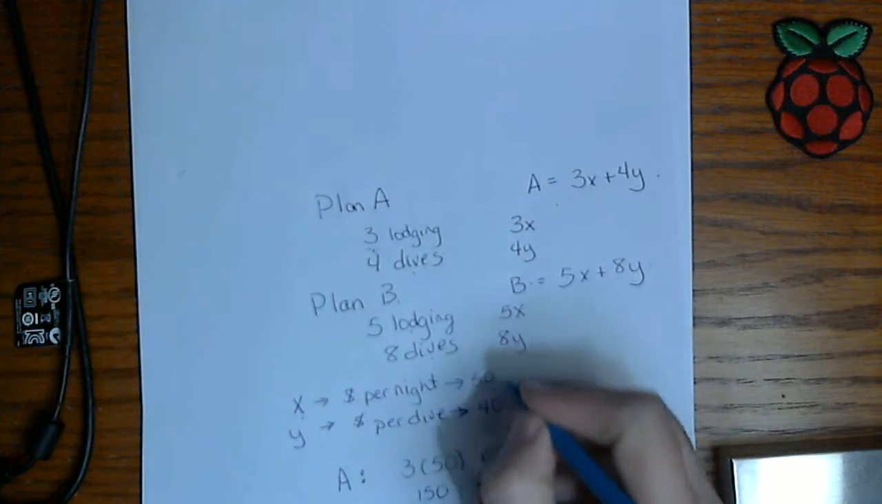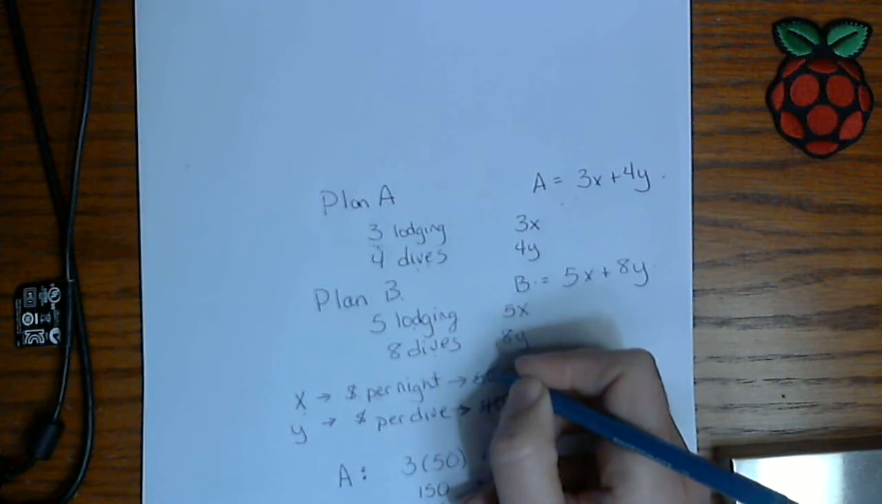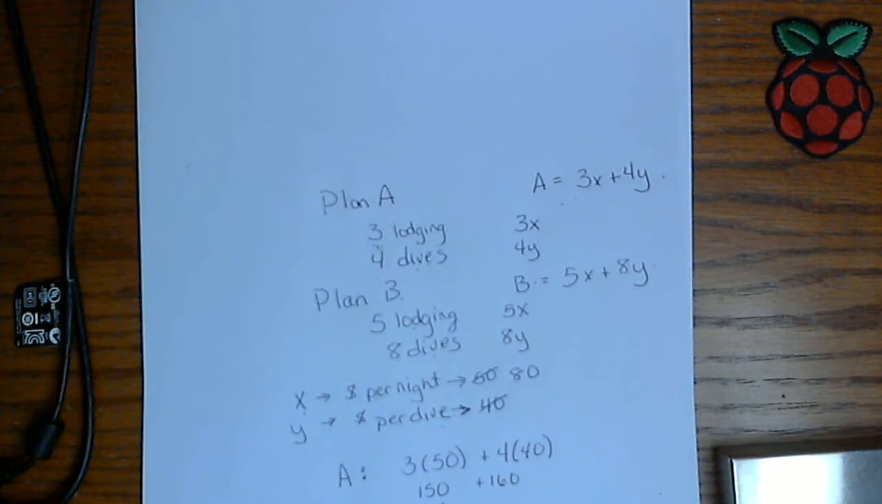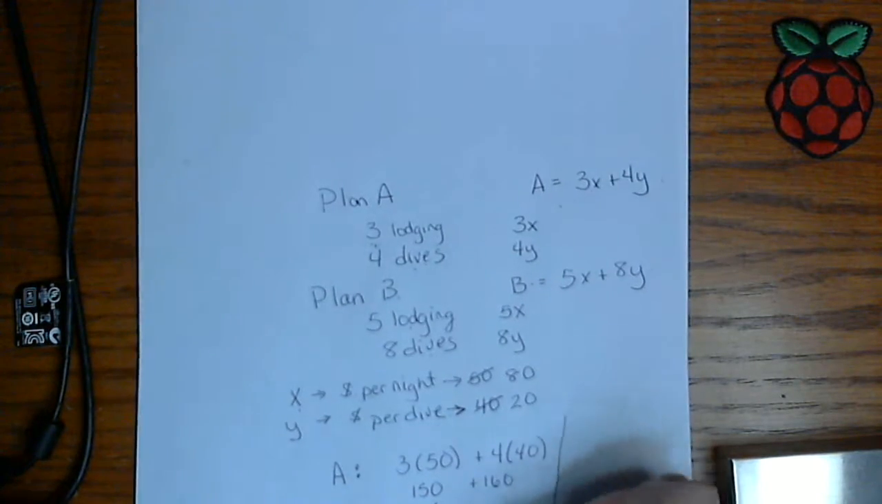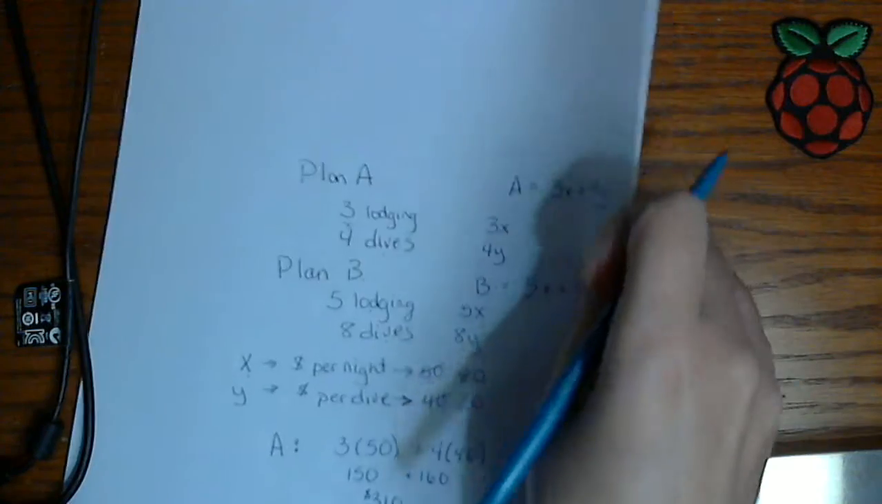Now, part C says the lodging is going to increase to $80 a night, and the dives are reducing. They're going down to $20 a dive. So now, which is the better deal? So our total, oh, I'm sorry, I didn't realize I'd gone off the screen there. I'm so sorry.